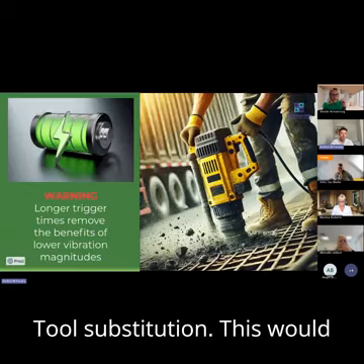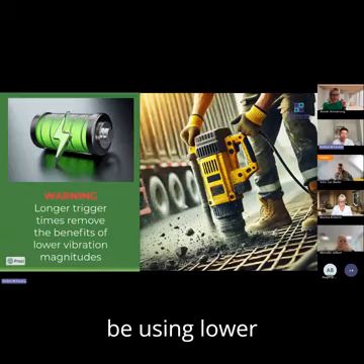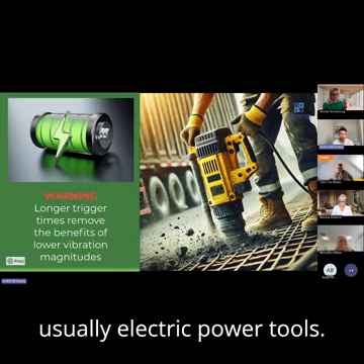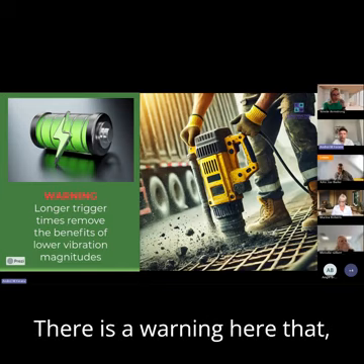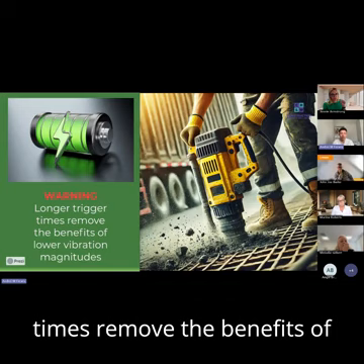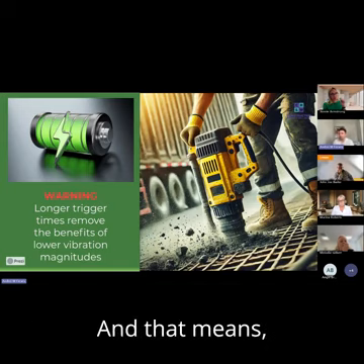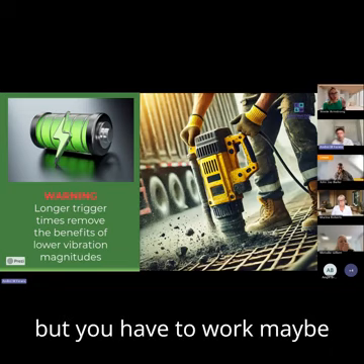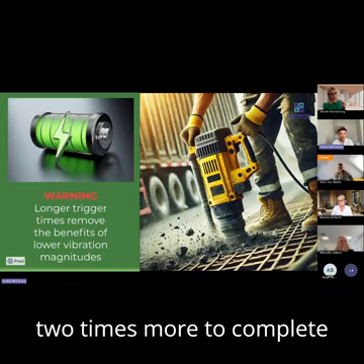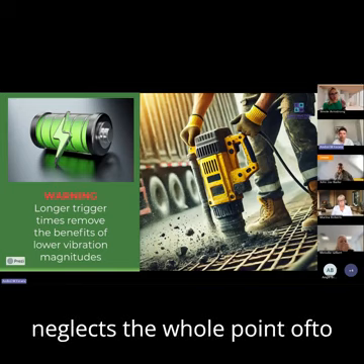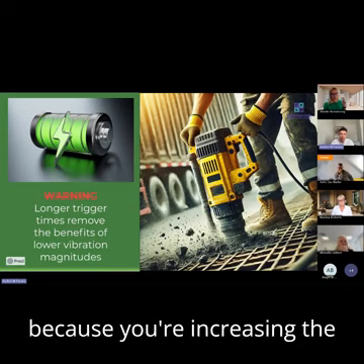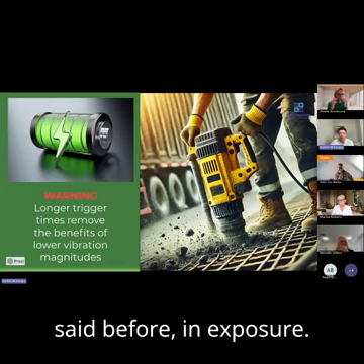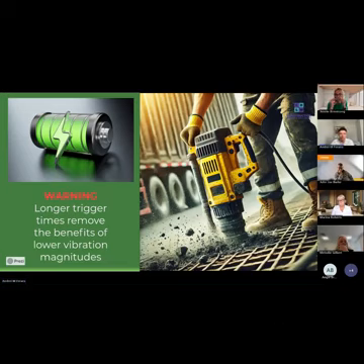Tool substitution. This would be using lower vibrating power tools, so usually electric power tools. There is a warning here that longer trigger times remove the benefits of lower vibration magnitudes, and that means it does vibrate less, but you have to work maybe 2 times more to complete the job. So it kind of neglects the whole point of tool substitution in that way, because you're increasing the duration of exposure, which is the main factor, like I said before, in exposure.